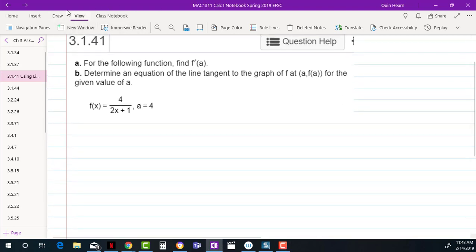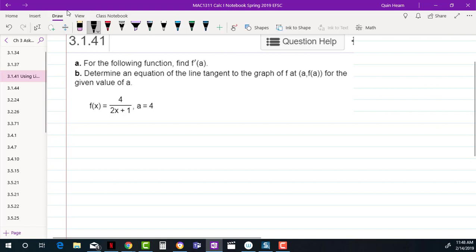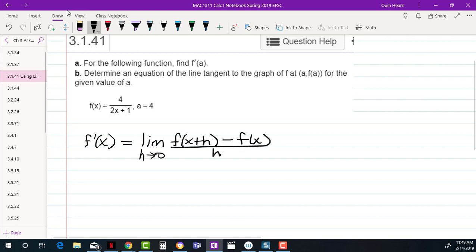First thing we're going to do is write down the formula for the limit of the difference quotient. And by the way, I have another version of this worked out where we use the quotient rule. But if you're asked to use the limit of the difference quotient, then this is how you should do it. It might also say use the definition of the derivative. So the definition is that f prime of x, the derivative, is the limit as h goes to 0 of f of x plus h minus f of x over h.